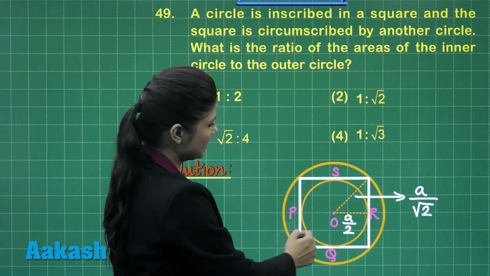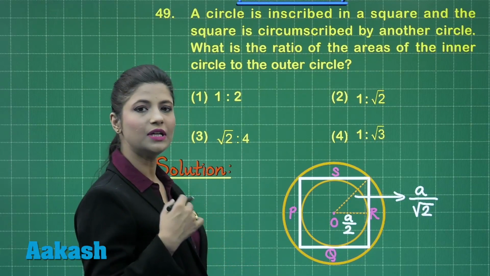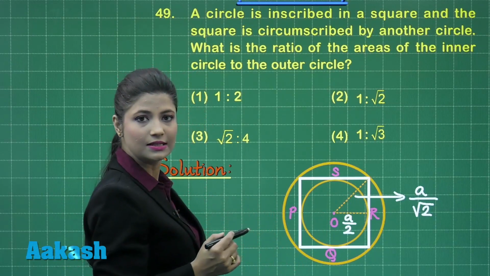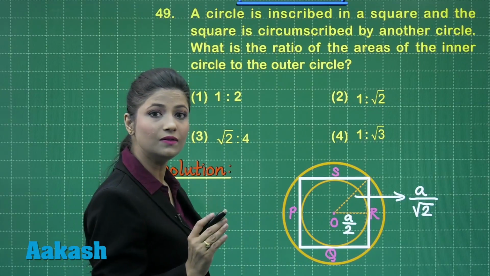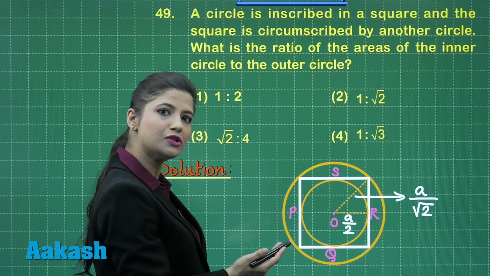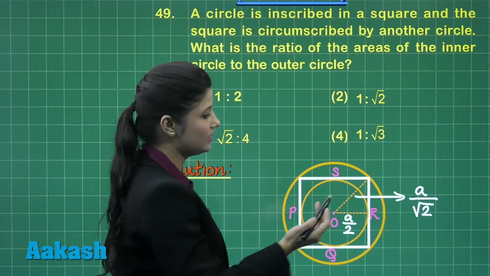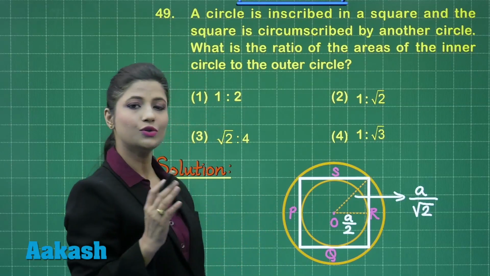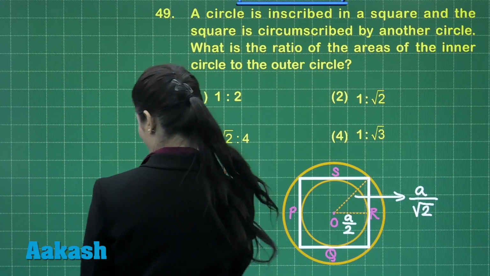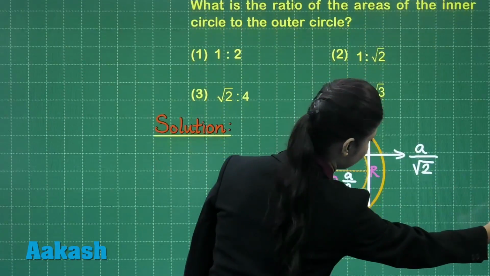Moreover, when you consider the diagonal of this square, this is equal to the diameter of the larger circle. So if the diagonal of the square is considered, its side is a, its diagonal will be a root 2. So the diameter of the outer circle will also be a root 2 and its radius will be a root 2 by 2, that is a upon root 2. So now you know the radius of the outer circle and inner circle. Let's obtain the required ratio of the area of outer circle and inner circle.